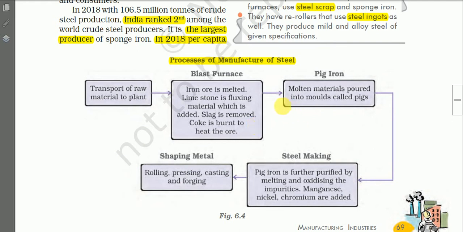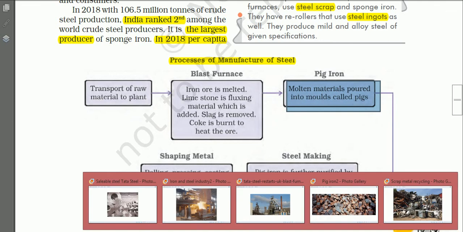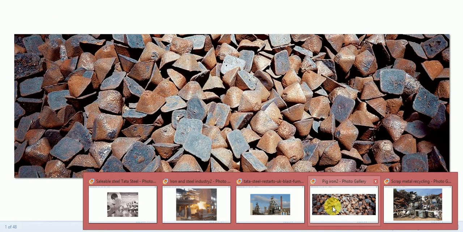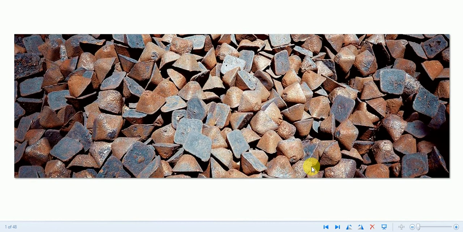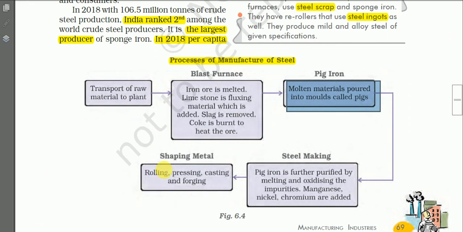Then after that we get the pig iron. The molten materials are poured into molds called pigs, which is what we call pig iron. So this is the photograph showing pig iron. Then after that comes steel.